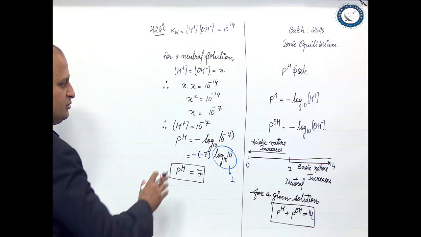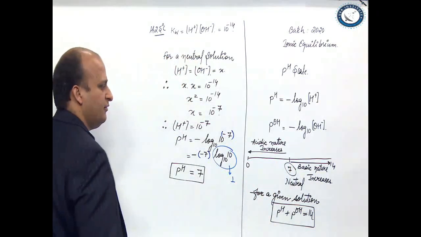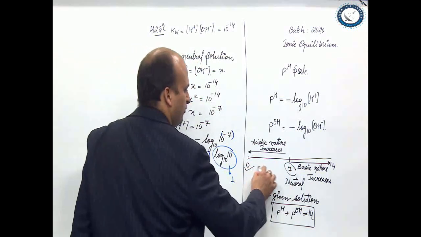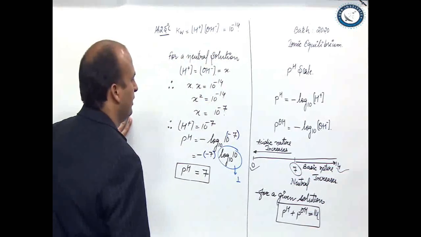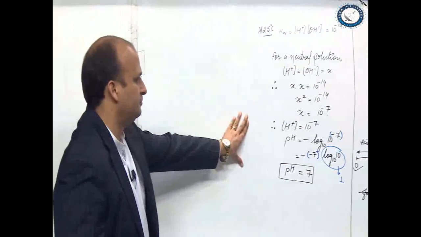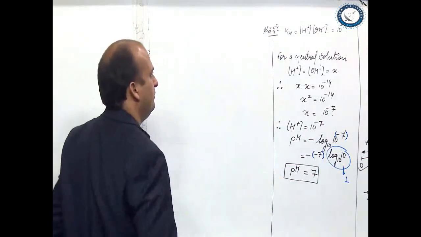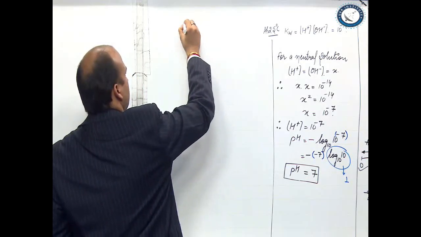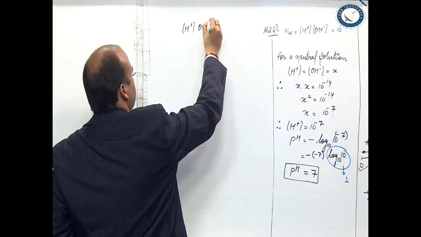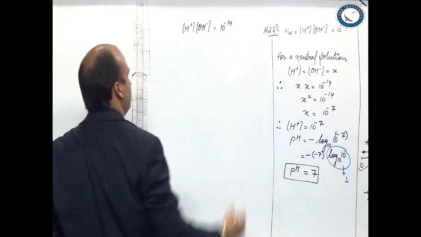Okay, so this is the answer to the first question. Why the pH is neutral. Second question is why the pH scale is varying from 0 to 14. What is the reason behind it? See, H plus into OH minus is equal to 10 raised to power minus 14.